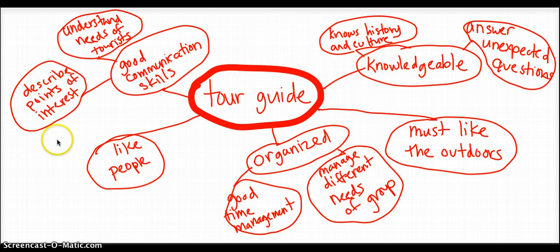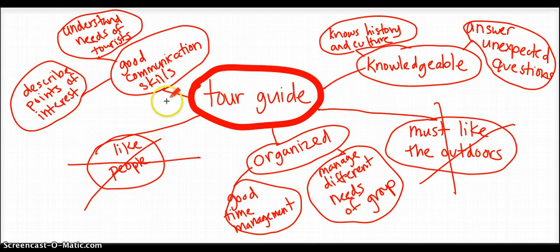Now we are beginning to see clusters or groups of ideas. From these, it becomes clear which ideas to keep and which to leave out. Let's cross off the ideas that did not have many connecting ideas. For example, like people, there isn't much to develop on that, so I'm going to cross this out. And I don't see any connecting ideas to must like the outdoors. I can't really develop this idea much further, so I'm going to cross this one out.